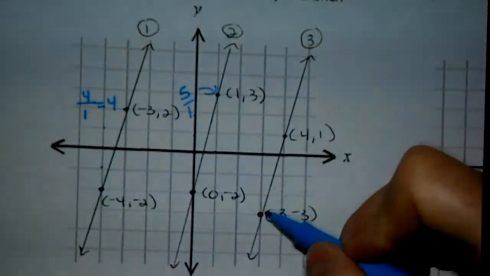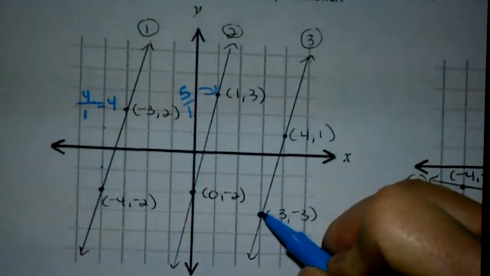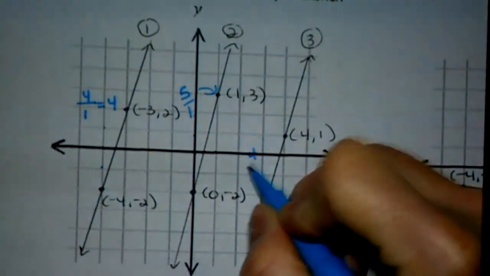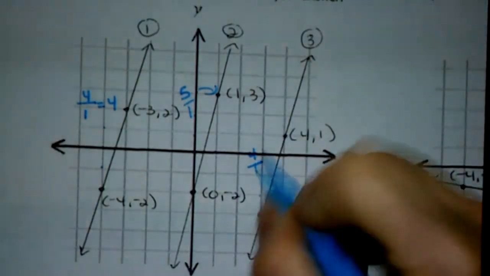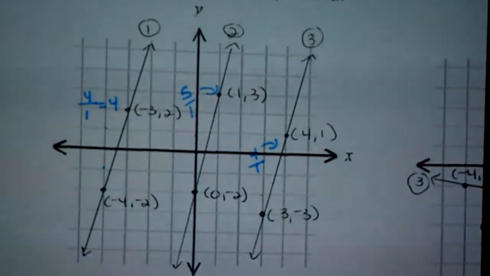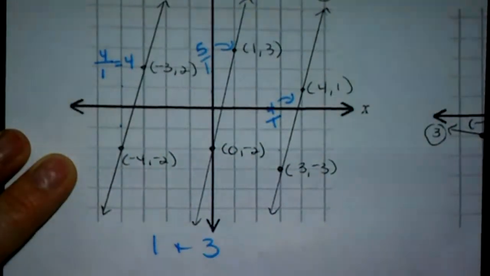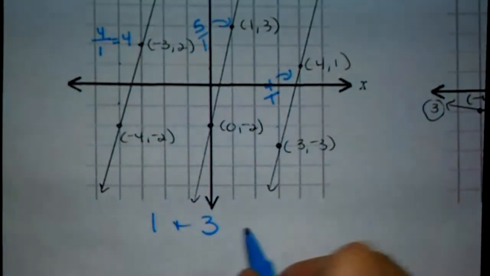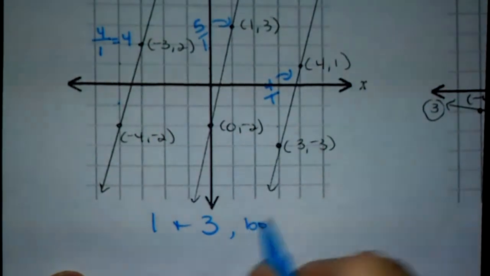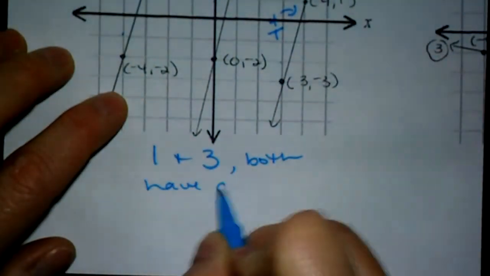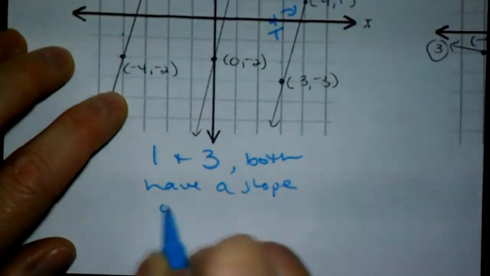Alright, last one. The change in y to get from here to here is 1, 2, 3, 4. And the change in x is 1. So lines 1 and 3 have the same exact slope. That makes them parallel. So 1 and 3, and since we had to prove our answer, we're going to say both have a slope of 4.